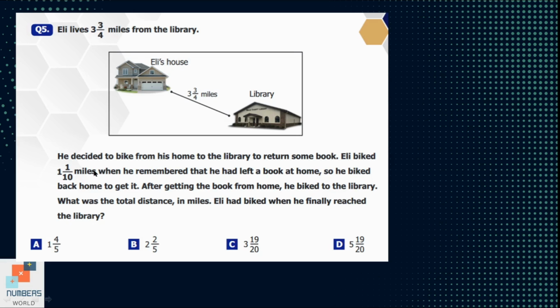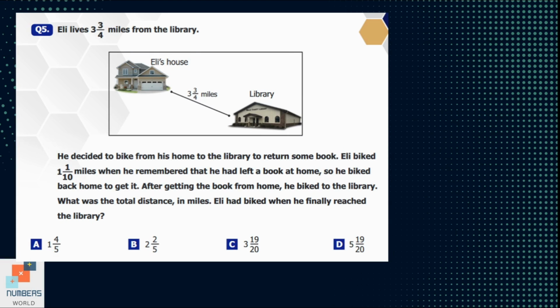So when he was going to the library, on the way after traveling 1 whole 1/10 miles, he remembered that he forgot a book. So he went back. It means he traveled the same distance again. Then from home to library, he traveled 3 whole 3/4 miles.